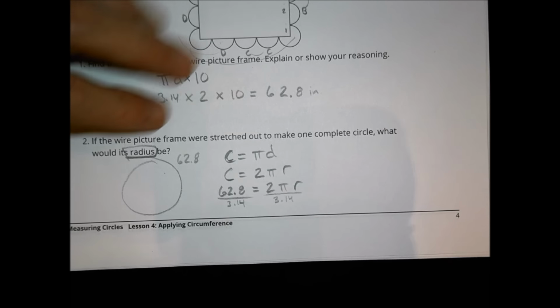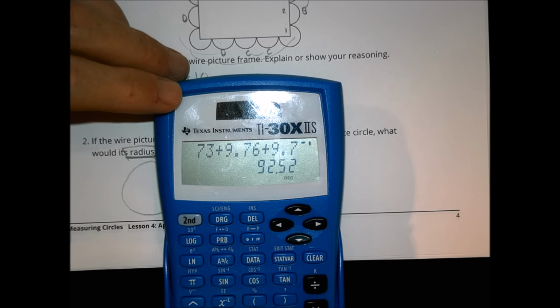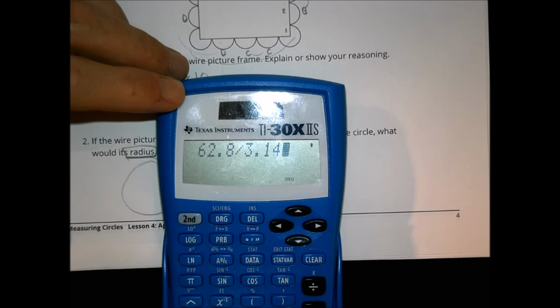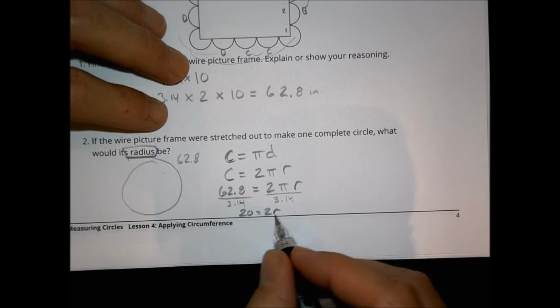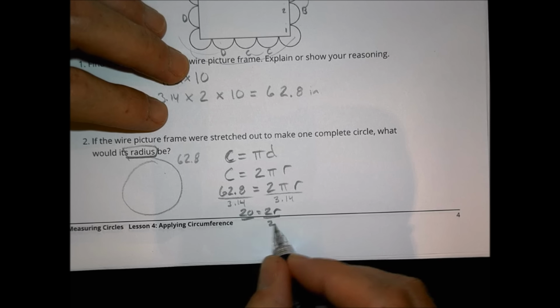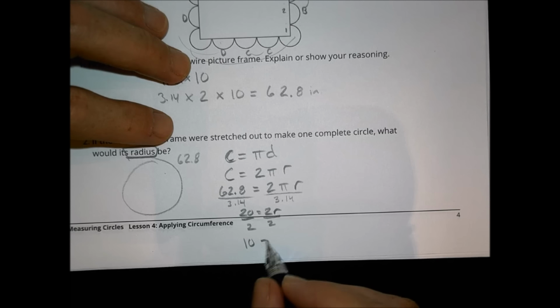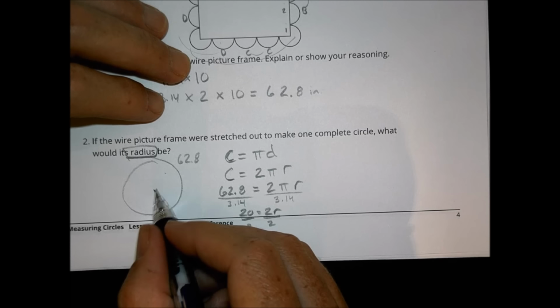Okay, and when I do 62.8 divided by 3.14, I end up with 20. So we could say that 20 equals 2r. And now if I divide both sides by 2, I end up with 10. And so my radius would be 10. And that's how I would get that one there.